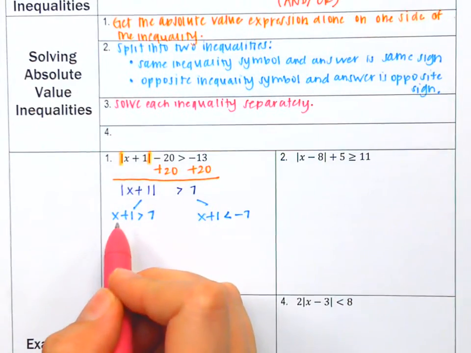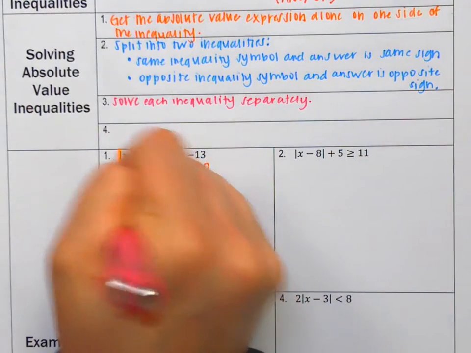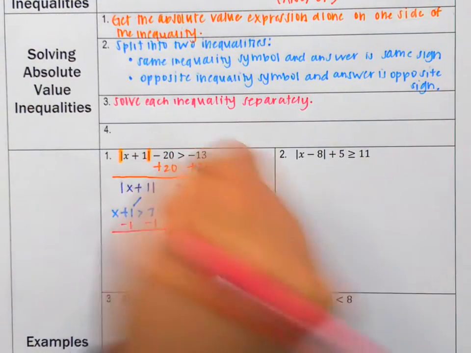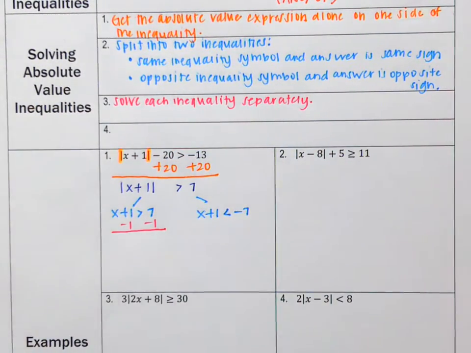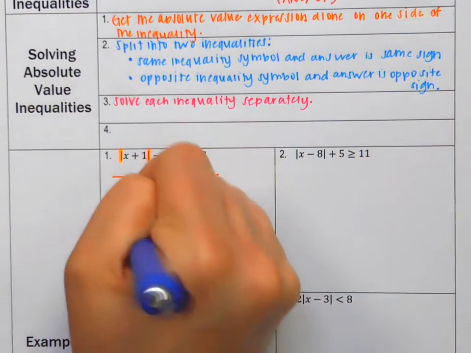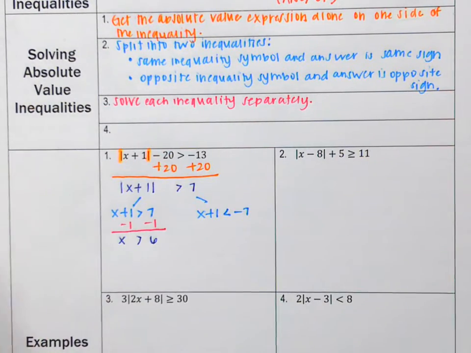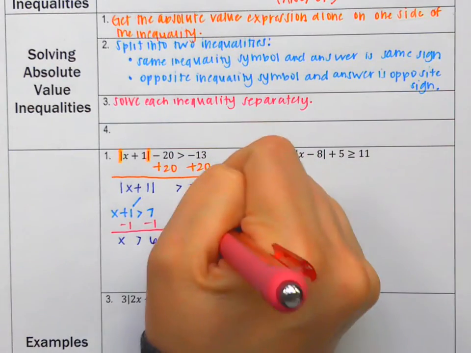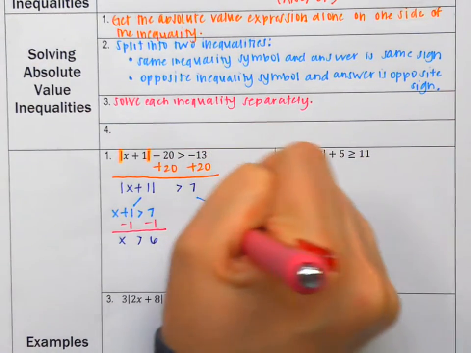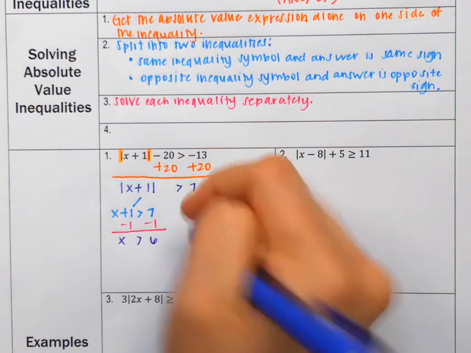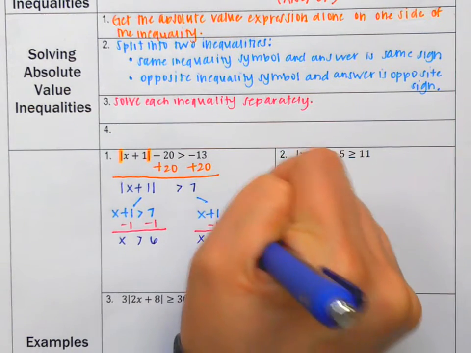So I'm just going to get x by itself. I'm going to subtract 1 from both sides. And I get x is greater than 6. That one's solved. And then I'm going to subtract 1 from both sides, and I get x is less than -8.